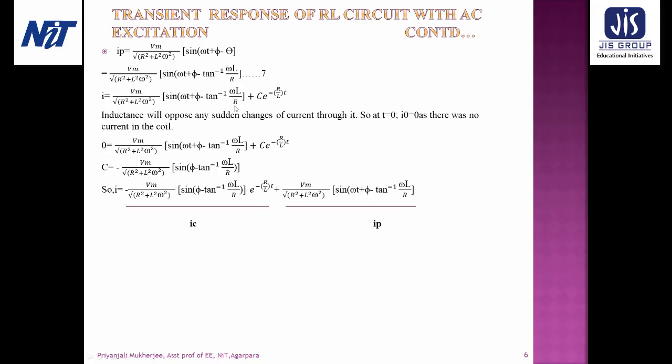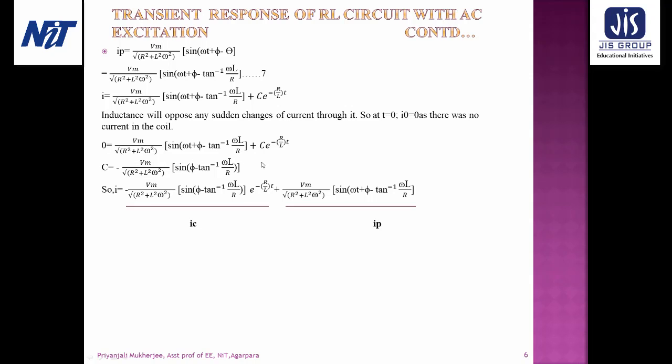This one is IP plus the IC part, and IC is the C into e to the power minus r by L into t, whereas this C is the constant. Now we need to find out this value of this C. Now we know that the inductance will always oppose any sudden change of the current. That means there was no current in the circuit before the switch was closed, so the current was 0. So hence at t is equal to 0, the I0 is always 0. So I0 equal to 0 and it becomes this one.